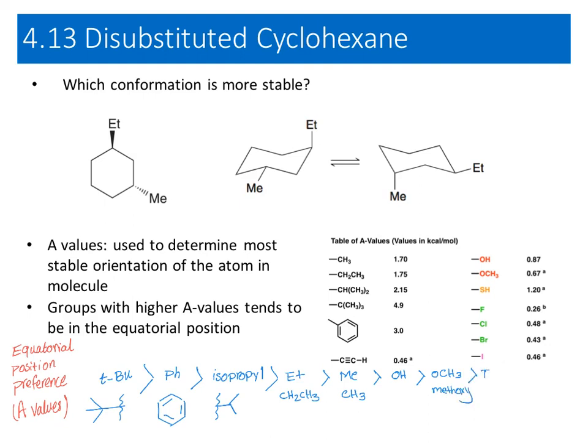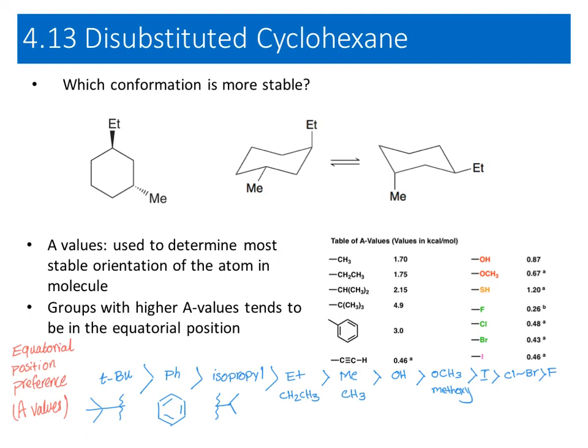After that, we have iodine, chlorine, and bromine. They are almost the same. And after that, we have fluorine. So if you look at this trend, halogens, they have the lowest A values in this table. So if you have halogens and basically alkyl substituents, always alkyl substituents prefer to be in the equatorial position.